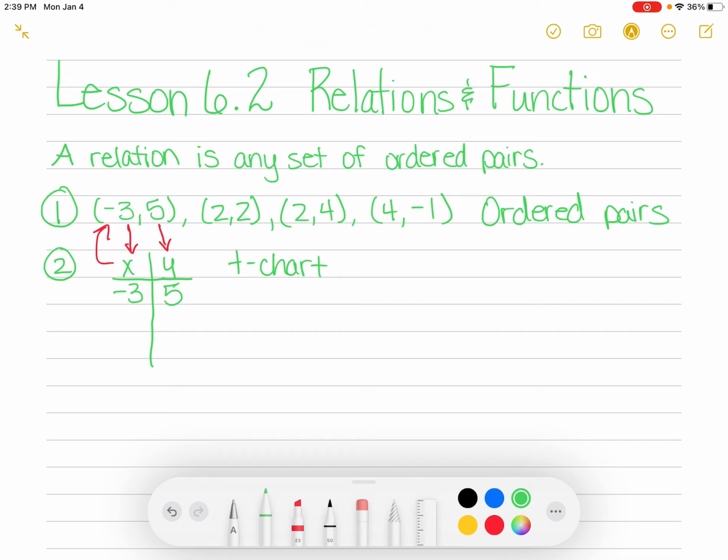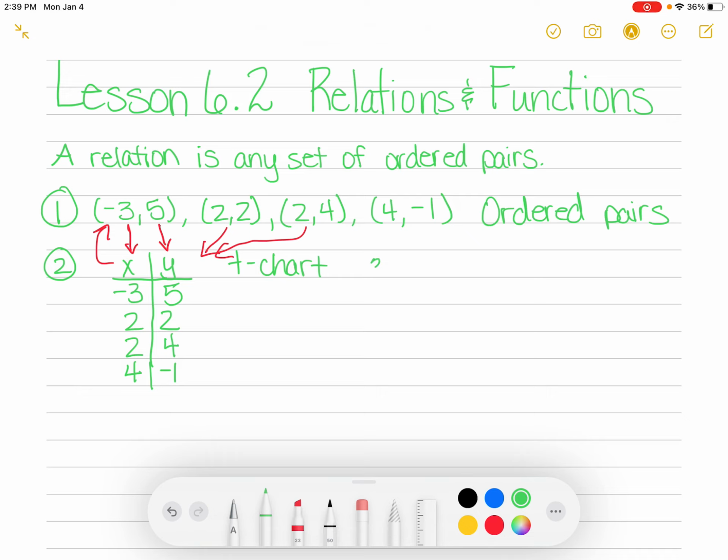Okay, and then if I was doing this next one right here, I would put 2, 2, and then for this one over here, the 2 would go in the X, and the 4 would go in the Y. And then that last one over on the end would be 4 and -1. So this is the second way to show relations, a T-chart. And we're going to be working with T-charts a lot in a little bit.